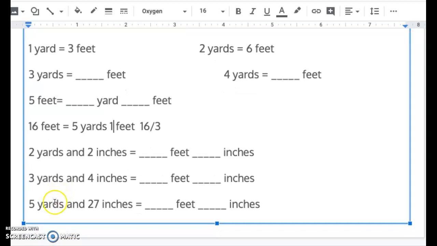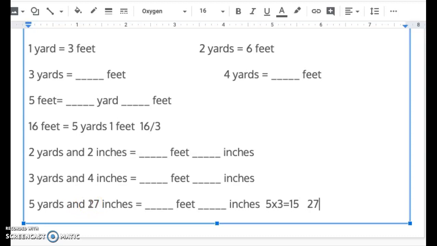Finally, let's go down and I'll do this last one with you, okay? 5 yards and 27 inches is how many feet and inches? 5 yards. Well, every yard is going to have 3 feet. So I know 5 times 3 is 15. I'm up to 15 feet just with my yards. But now I have this 27 inches.